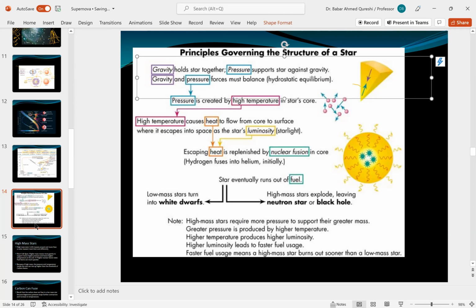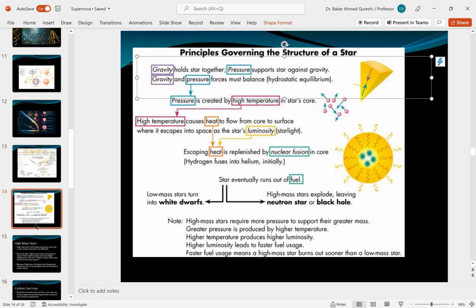Pressure is created by high temperature in the star's core. So the star's core has to be at extremely high temperature. And high temperature causes heat to flow from core to surface. So the surface gets heated, and that's where the light is produced, which we see as the star's luminosity, the starlight.